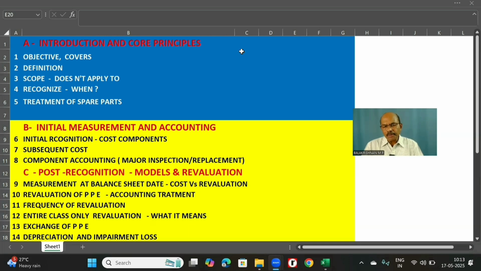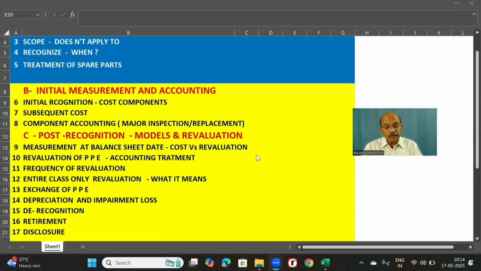The remaining topics will be taken up in the upcoming videos. And these are initial recognition, subsequent cost, component accounting, measurement at balance sheet date, cost versus revaluation, revaluation of PPE, accounting treatment, frequency of revaluation, entire class only revaluation, what it means, exchange of PPE, depreciation and impairment loss, derecognition, retirement, and disclosure.